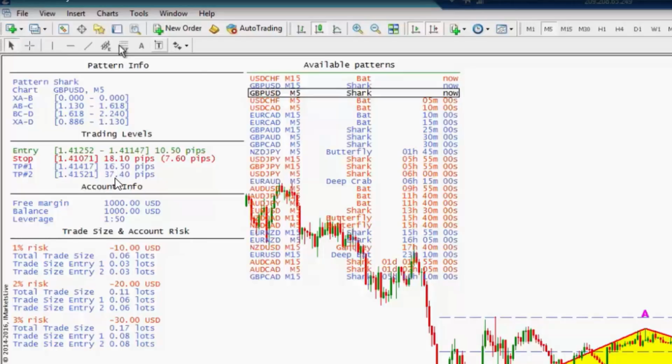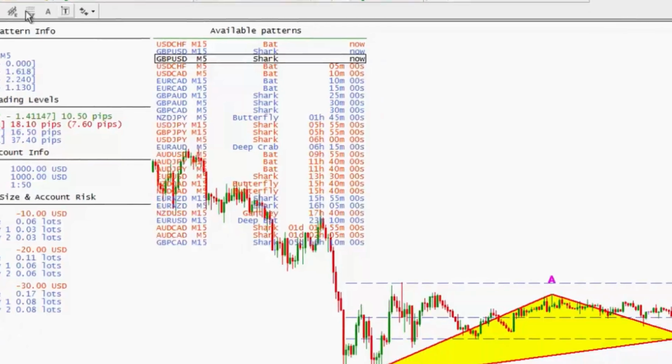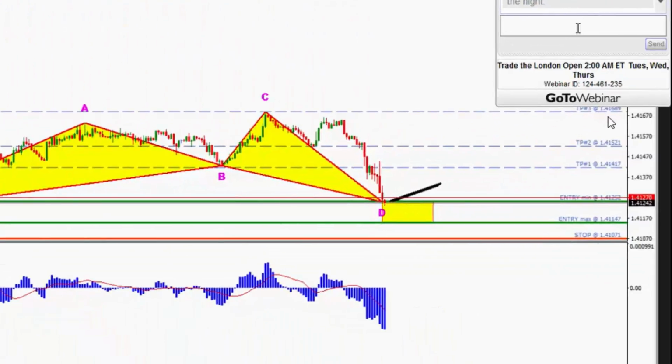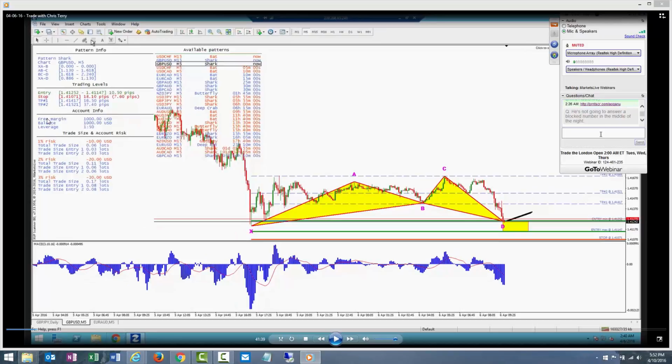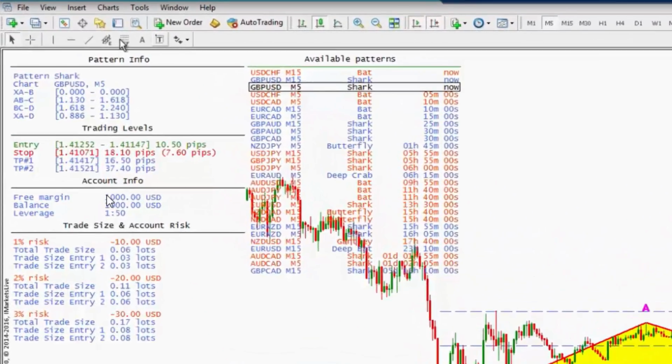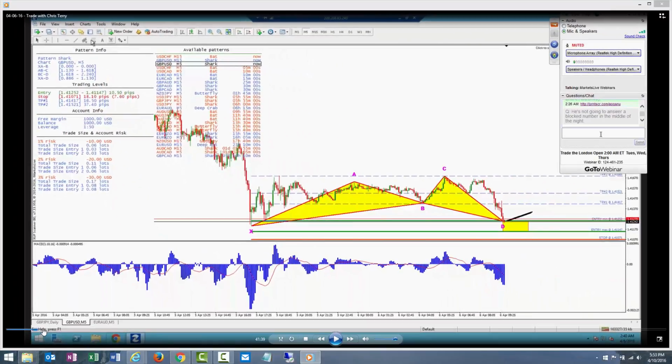First target 16 pips, second target 37 pips, and then there's a third target up here as well, which I can't see the pips for. I don't know why it's not showing up in this list. The software also shows you, if you want to risk 1% depending on your account size, here an account size of $1,000, that 1% is $10, $20, $30.